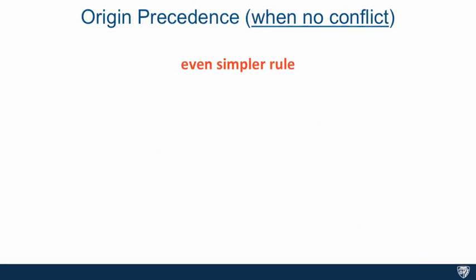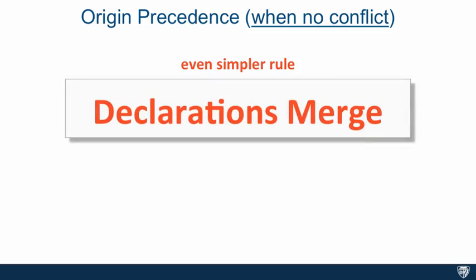When different CSS declarations do not conflict, that is, they still target the same element, but the CSS properties with which they target that element are different, there's an even simpler rule, and that is that declarations merge. So a declaration for, for example, font size and a declaration for color, since they're two different properties, when they're targeted to the same element, even if they're targeted from two different origins, they will merge into one, and the element will get both the font size and the color. Let's take a quick look at an example of that in code.